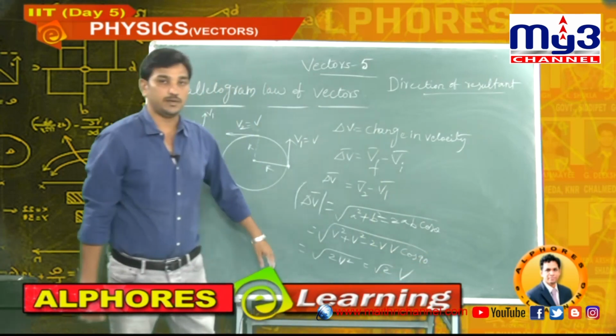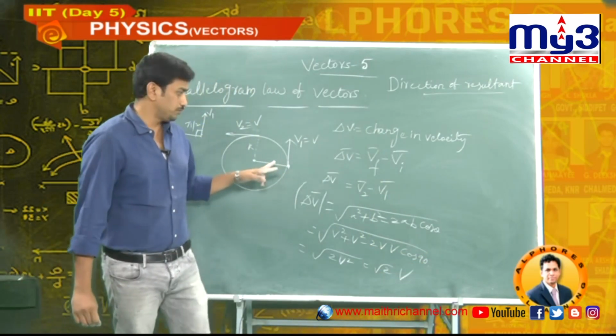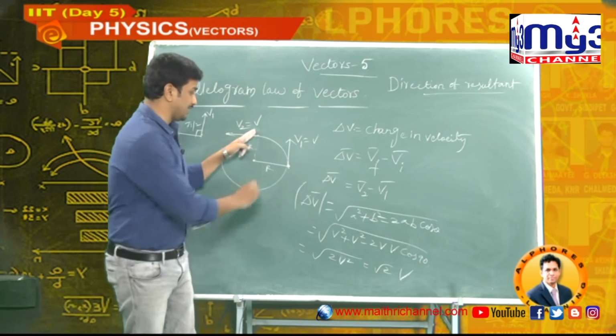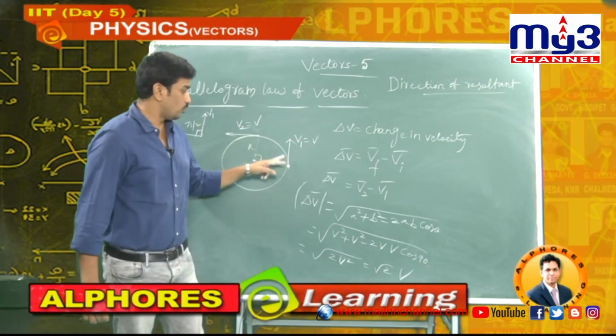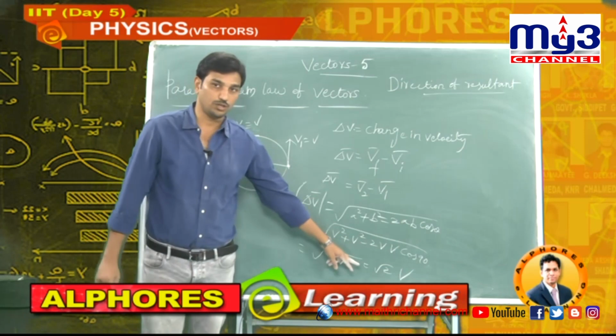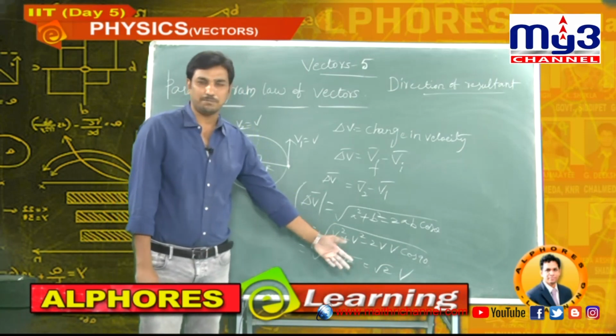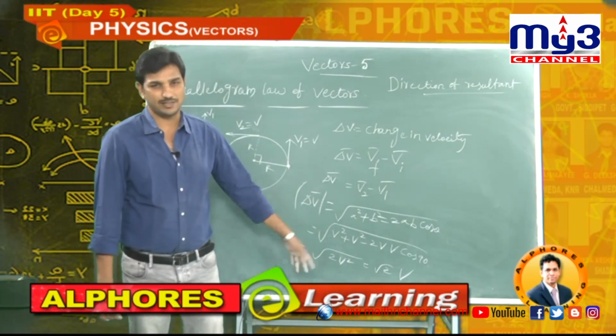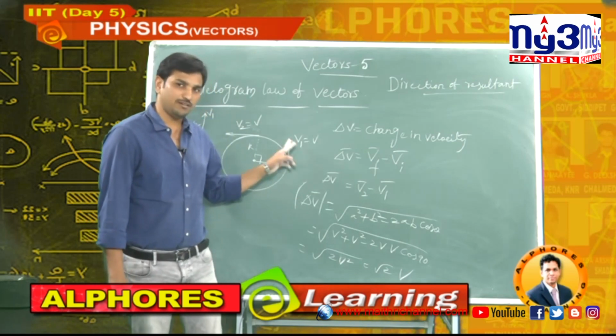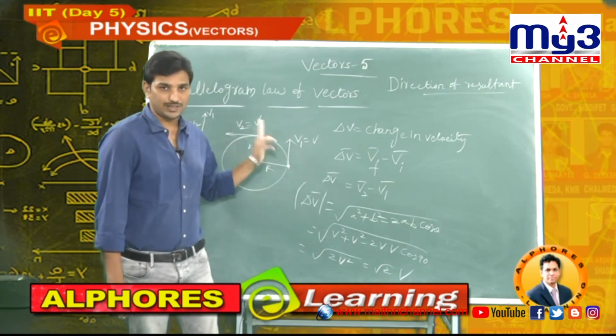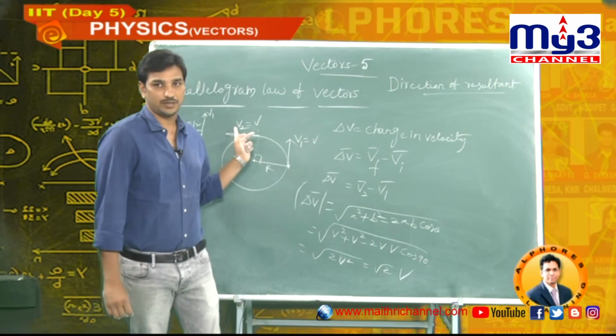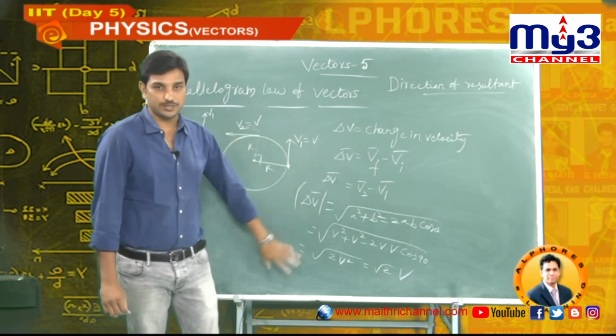Root 2V. In case of circular motion, the particle turned by 90 degrees. What is the change in velocity? Root 2V. How did I get it? Simple. I used the parallelogram law of vectors. Initial velocity V, final velocity V. What is the change? Direction changed. Due to the direction change, the vector changed.